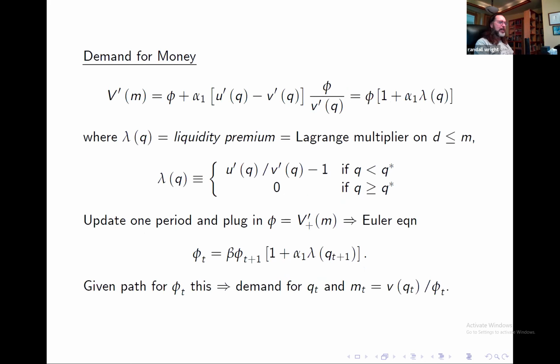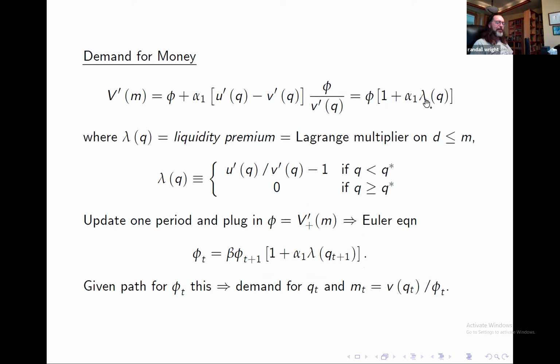So we have all the ingredients. In this equation, V prime, I plugged in W prime equals phi. This term I leave alone, and Q prime we just worked out as phi over V prime. And then just for elegance, I rewrote it as phi times 1 plus alpha lambda of Q, where lambda of Q is this thing here.